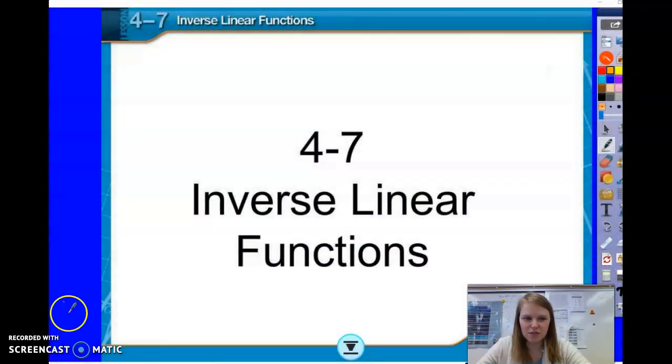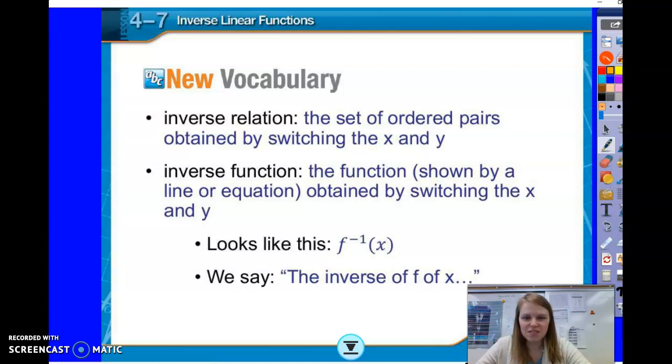Today we're looking at section 7 in chapter 4, which is inverse functions. So let's start here. Our first vocab term is inverse relation. This is a set of ordered pairs. It's just your list of numbers that you obtain by switching the x and the y. So whatever your original ordered pairs are, just switch the x and the y and rewrite them.